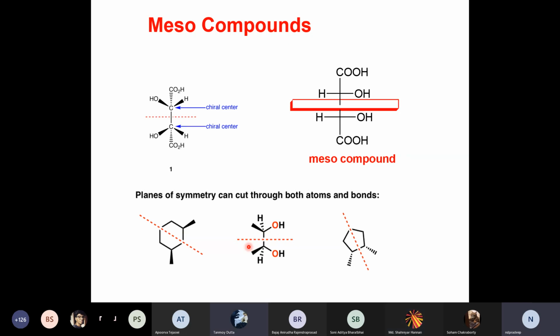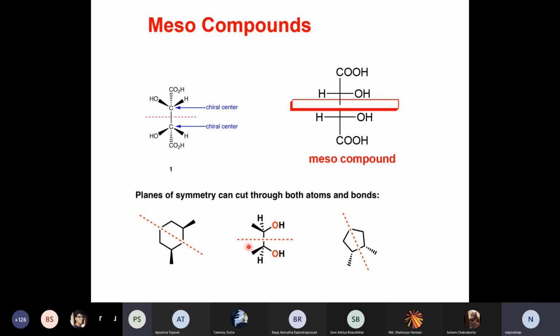Sir, if there is an odd number of chiral centers and that odd-numbered chiral center lies on the plane of symmetry, then also it is a meso compound, right? Yes, that is a rare case, but you can still call it that. Don't worry about even or odd; the plane of symmetry is the main thing.